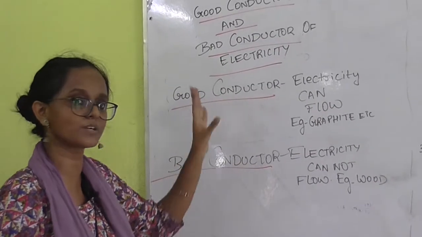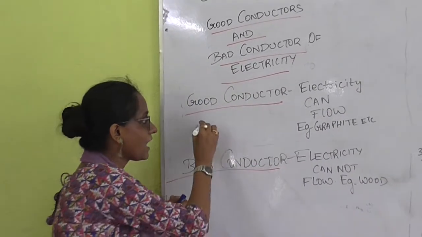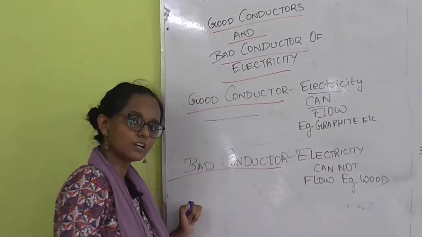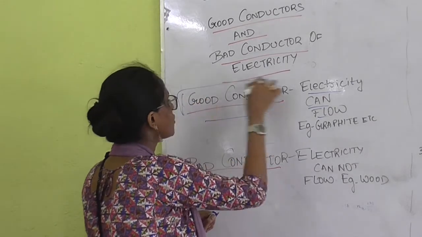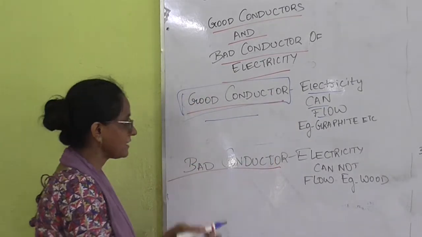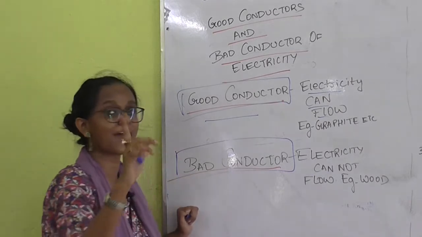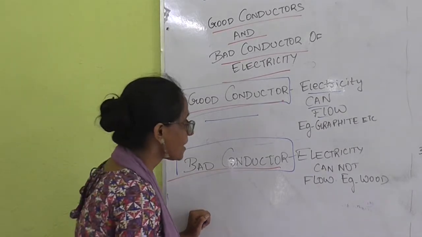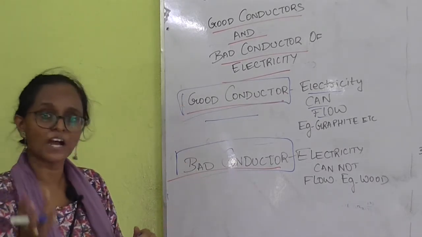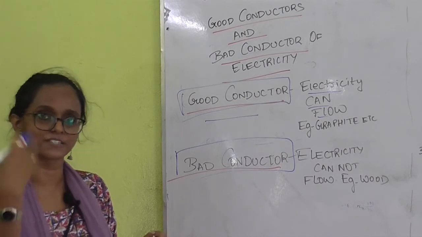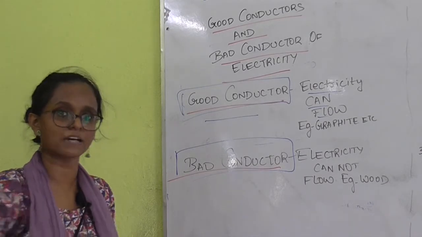Of course, by the name only you can understand why this name has been given. The one which allows the conduction of electricity will be considered as a good conductor, as a good friend, and the one which will not allow the conduction of electricity will be considered as a bad conductor or a bad friend. Clear? See why I am referring to it as a friend? Because a friend is the one who helps you, who allows you to express your thoughts. Similarly, the conductor is the one which allows the electricity to pass through it.